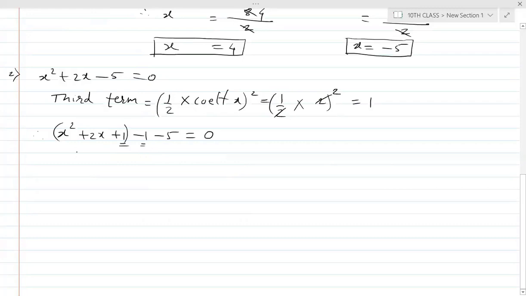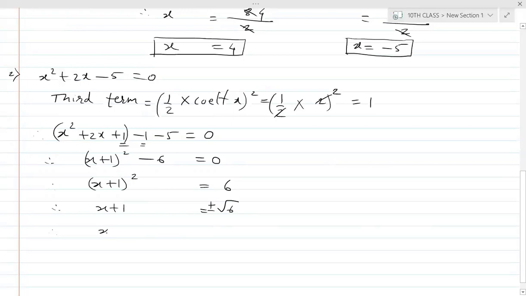So here you can see that this is the complete square of x plus 1 whole square, minus 5 minus 1, it becomes minus 6 equals 0. x plus 1 whole square minus 6, here it becomes plus 6. Taking the square root, on the right side it becomes plus and minus. Now we are going to write two values of x: x plus 1 equals plus root 6, or x plus 1 equals minus root 6.